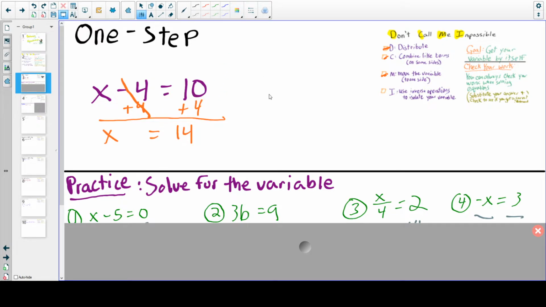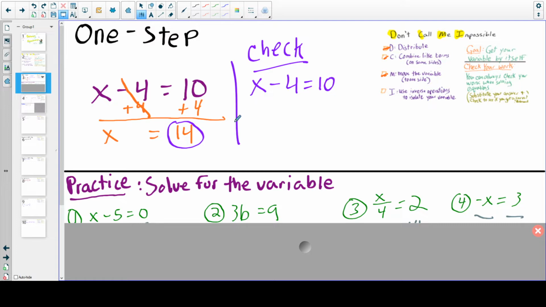But hold on. Why don't we check our work? To check your work, all that means is substitute in your value of x for x. So if our original equation is x minus 4 equals 10, and I substitute in 14, that's 14 minus 4 is 10. Bring everything down. Does 10 equal 10? That is a correct statement, so we're done.